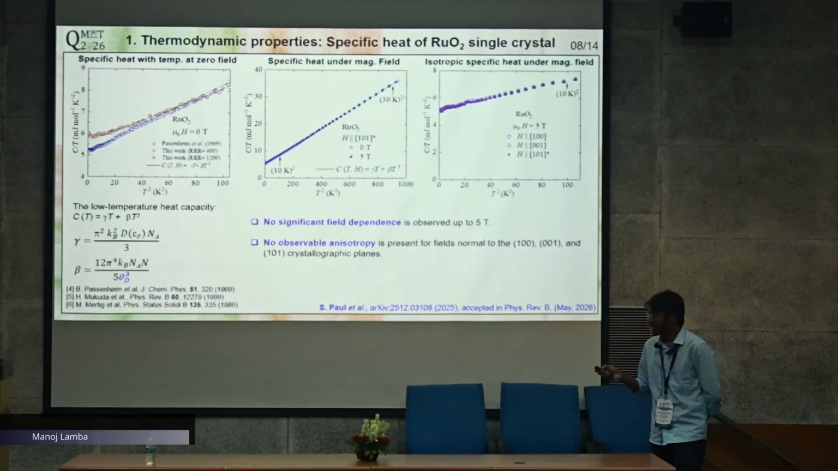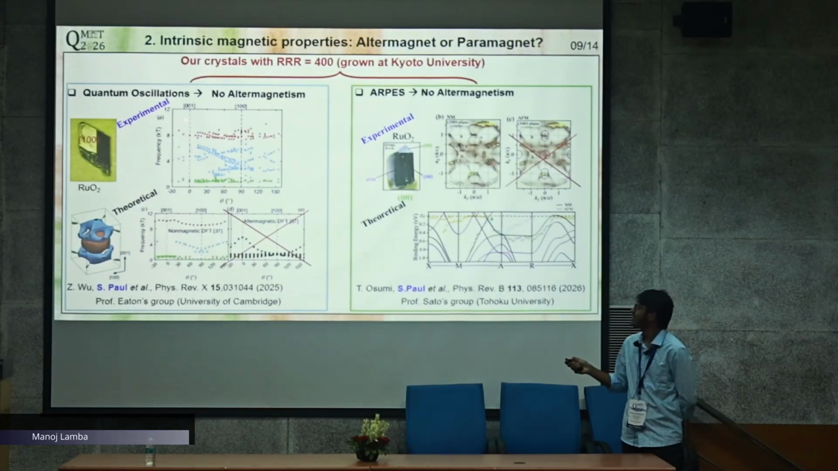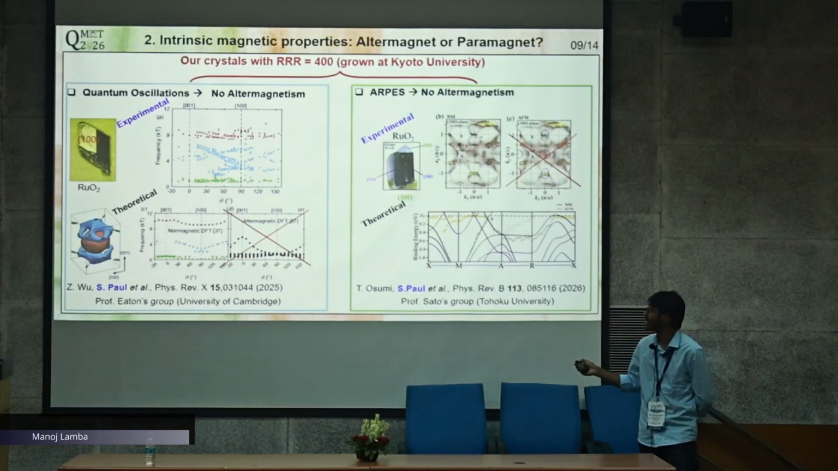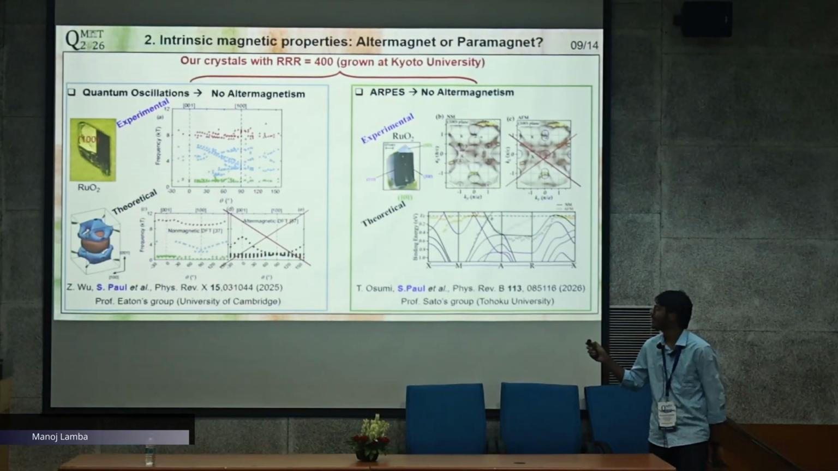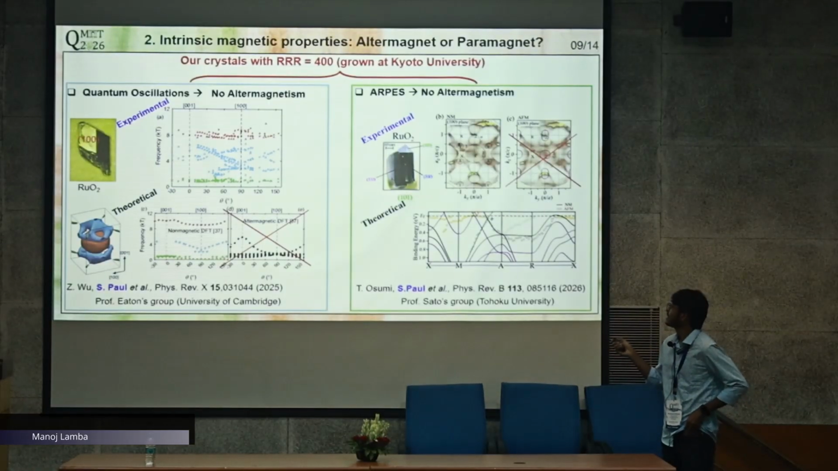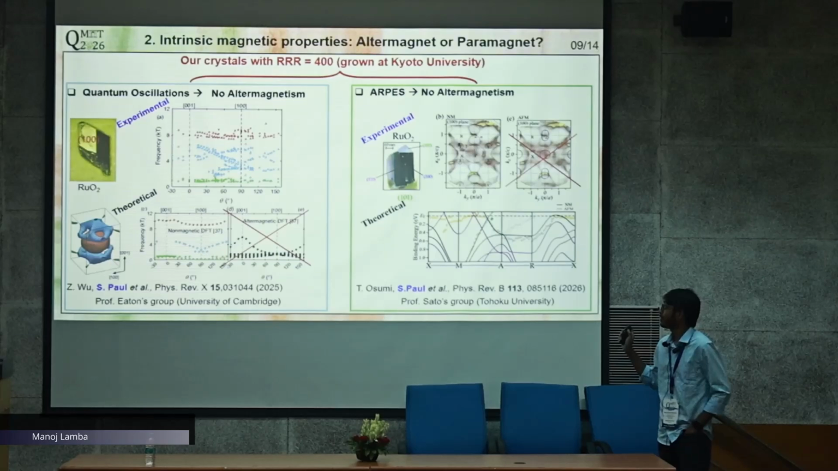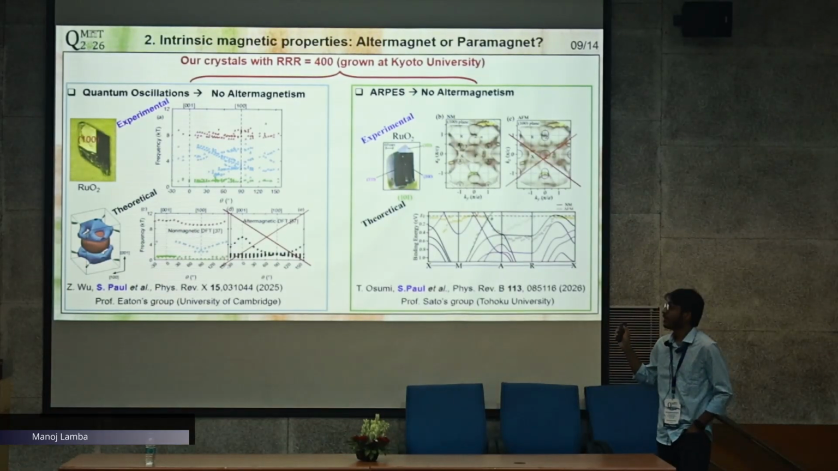Now what about the magnetic properties? For that, 2 important measurements, one is the quantum oscillation measurement, another one is the muon spin rotation measurement, were done on these high quality crystals. Both of them verify that these high quality ruthenium dioxide single crystals are no longer altermagnet or antiferromagnet. This is a pure paramagnet.